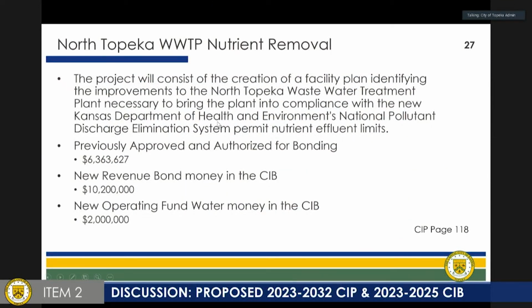In the book this year, these are items of note. The North Topeka Wastewater treatment plant for nutrient removal, previously approved and authorized, has been a little over $6 million. We're asking for about $10 million in new revenue bond money and new operating fund expenses of about $2 million. We'll get into these projects in depth as you have questions.